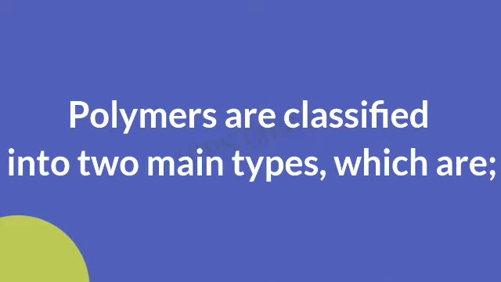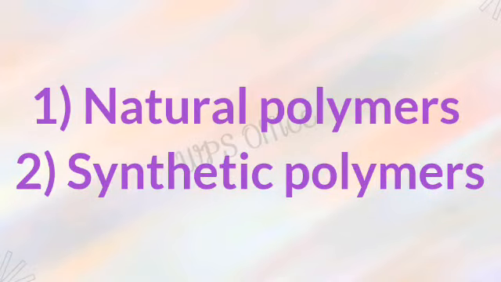Next, polymers are classified into 2 main types, which are: 1. Natural polymers. 2. Synthetic polymers.